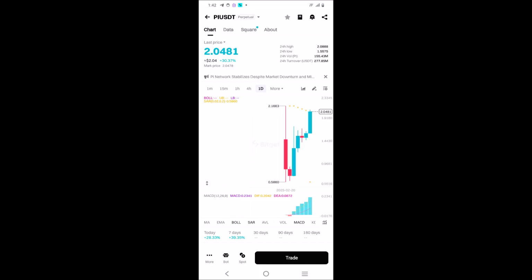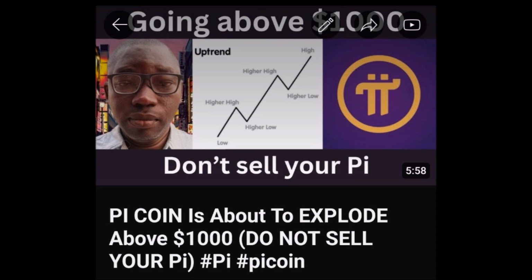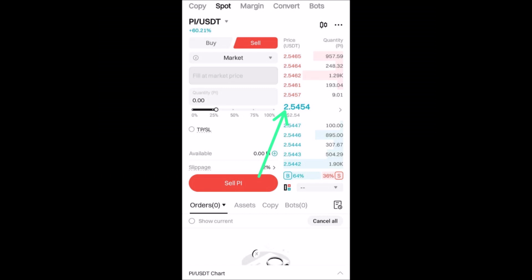Above 70, it indicates overbought conditions, signaling a possible price correction. So if it's above 70, it means that it's overbought. So the price is likely to correct itself and come down in the opposite direction, and you sell. While below 30, it indicates oversold conditions, signaling a potential buying opportunity. So when you see that it's oversold, then you position yourself to buy.